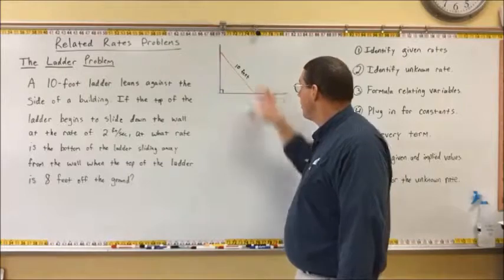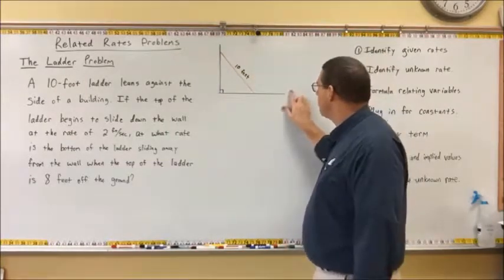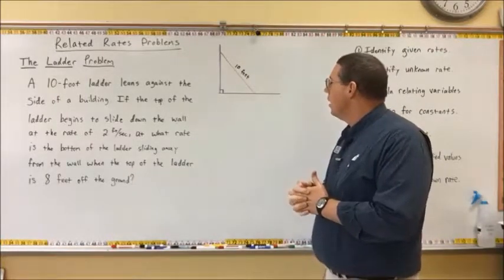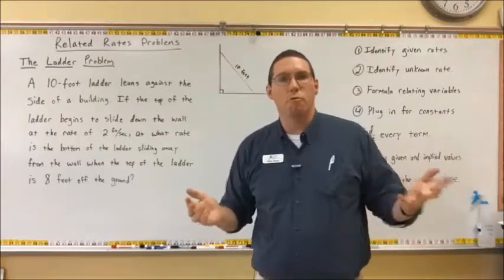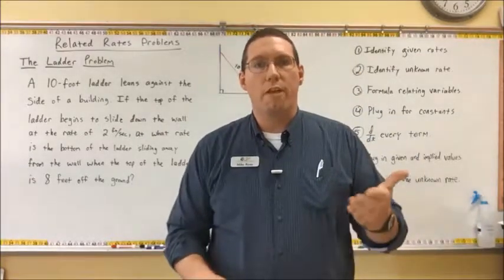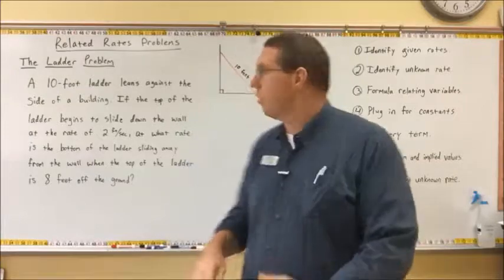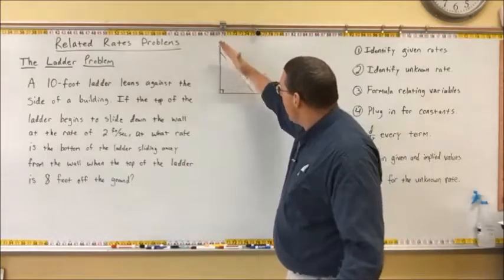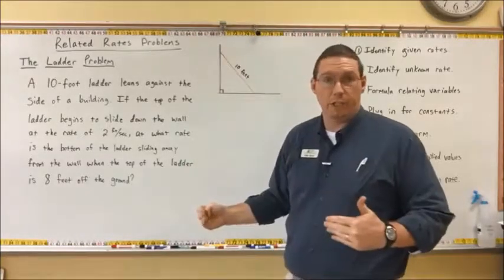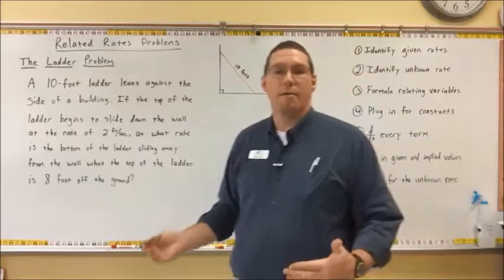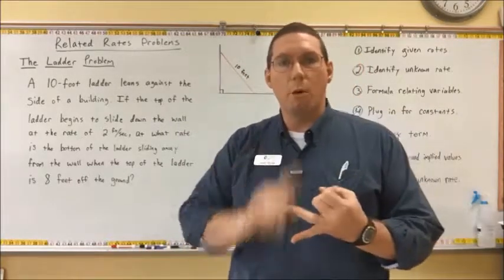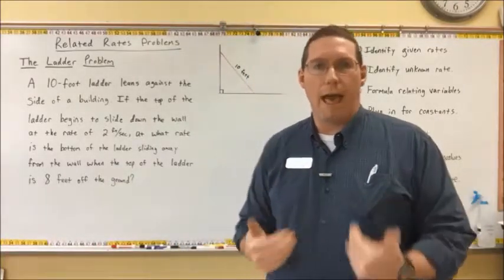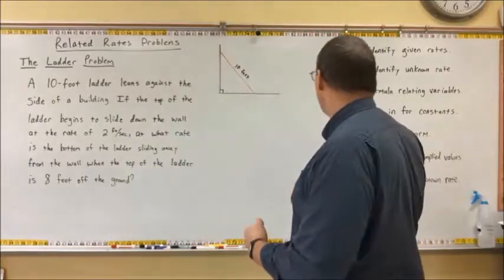So here's what we're going to do. Here's our diagram, and I usually recommend that you draw some kind of diagram that you can look at and understand. The ladder problem is basically a right triangle problem where the hypotenuse is constant. The legs of the right triangle are changing, and the hypotenuse is not changing. It's constant. Anytime I see a problem where both legs of the right triangle are changing but the hypotenuse is constant, I call that the ladder problem.